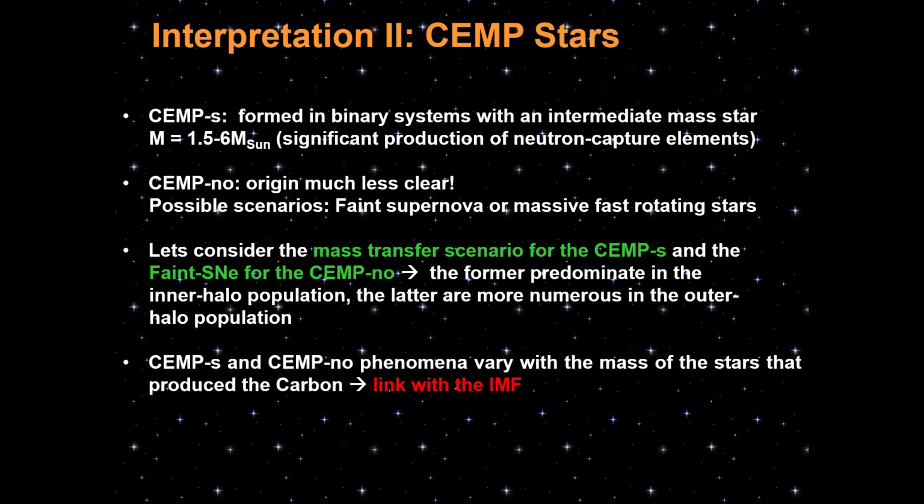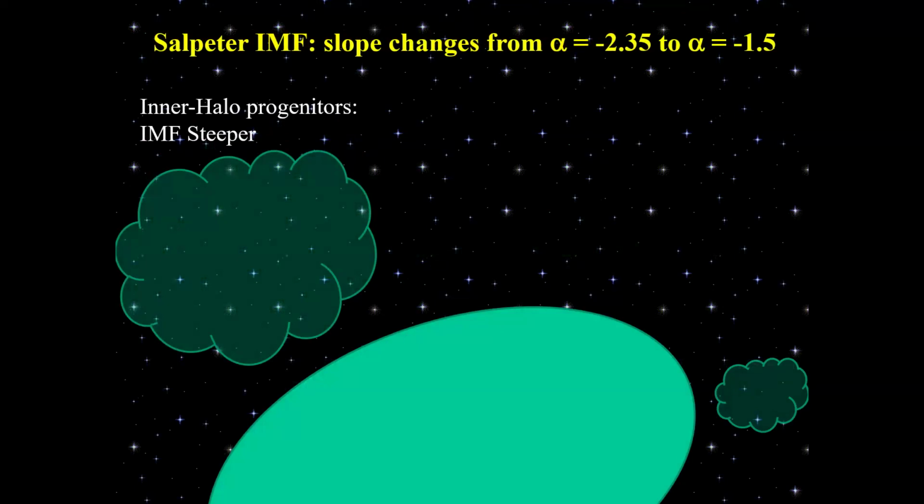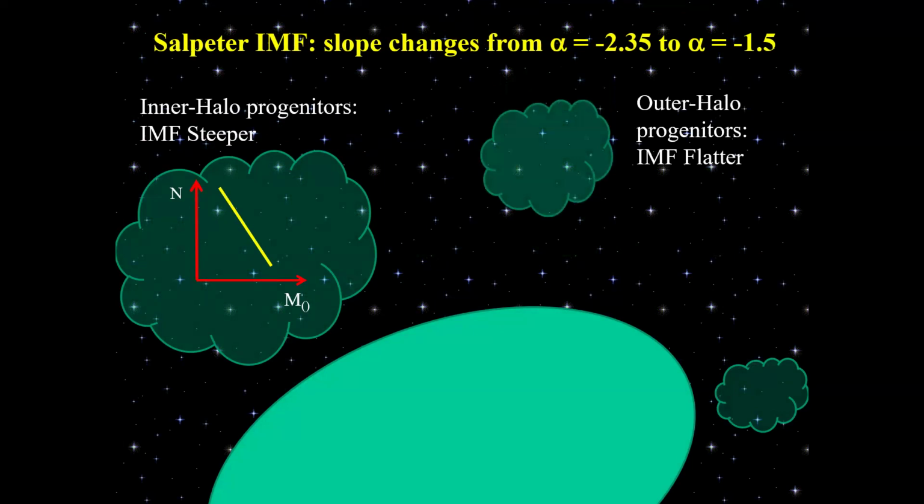And because the CEMP-s and CEMP-no phenomena vary with the mass of the progenitors, there is a link to the initial mass function. What we say is that if this is the parent primordial galaxy, and this is a big subgalactic fragment, the one with a lot of gas, sustained star formation, and higher metallicity, then the initial mass function must be steeper, because it has to accommodate a larger number of intermediate mass stars. On the contrary, the small mass subgalactic fragments that merge with the parent galaxy have a flatter IMF because they have to accommodate massive stars, the first stars.